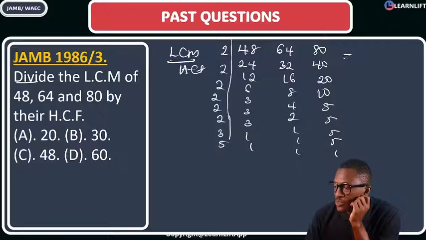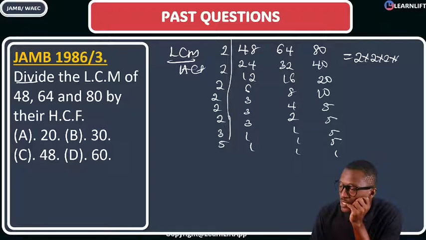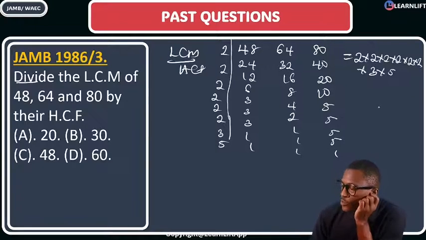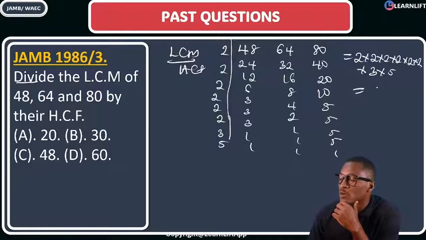So that practically is going to give us 2 times 2 times 2 times 2. I mean, 1, 2, 3, 4, 5, 6. So 1, 2, 3, 4 times 2 times 2 times your 3 times 5. So if you press the calculator, you're going to get what? 960. This is the LCM.